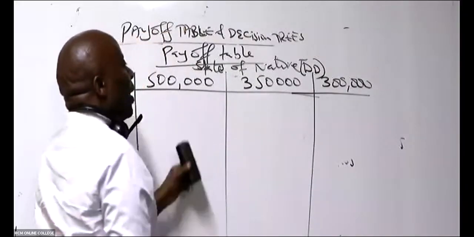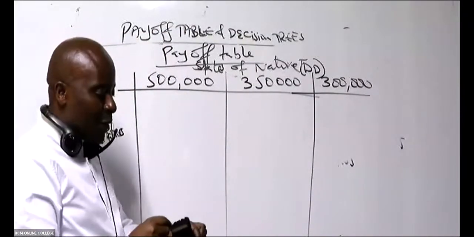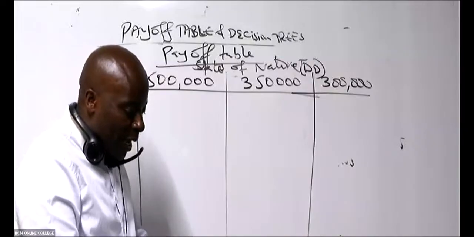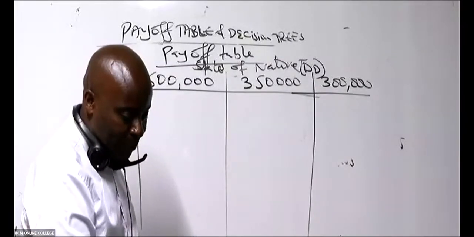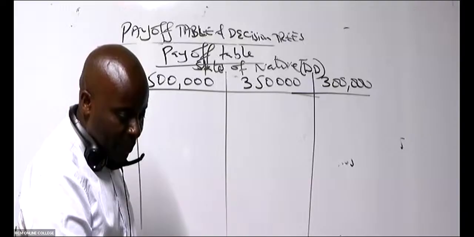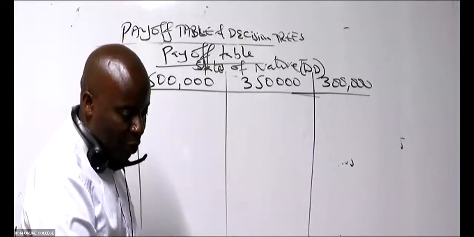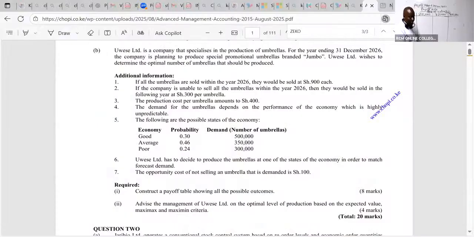Probabilistic events are the ones we take here to the states of nature, because states of nature are those uncontrollable. Let me repeat, ladies and gentlemen, you can see here, they have told us from note number 5, you can see the demanded units, they are probabilistic. So those ones which are probabilistic, they are states of nature, we take them up there. So we have 500, 350, then we have 300,000 like that.